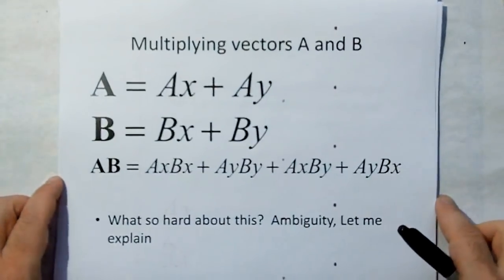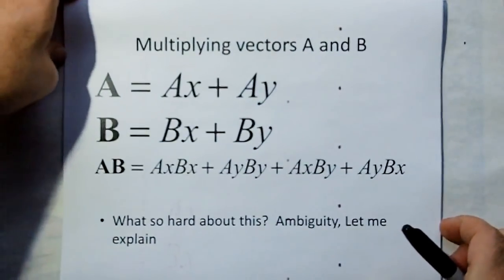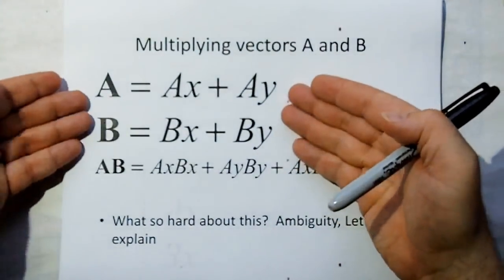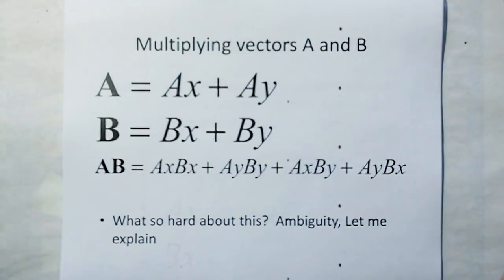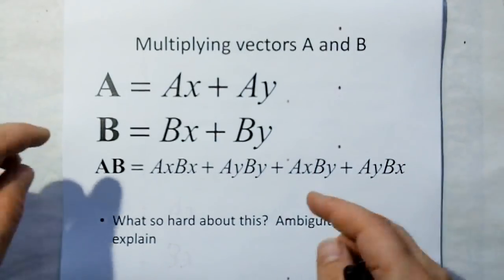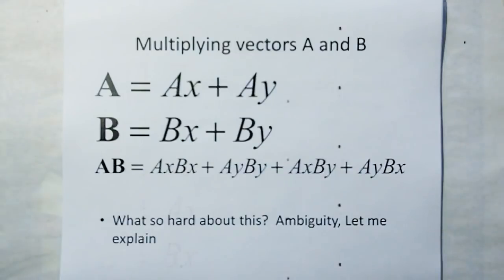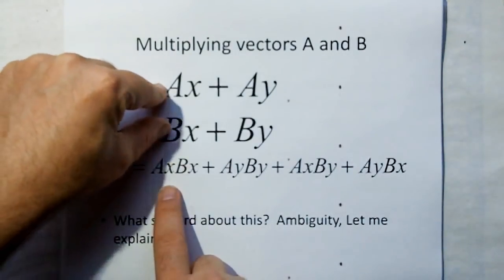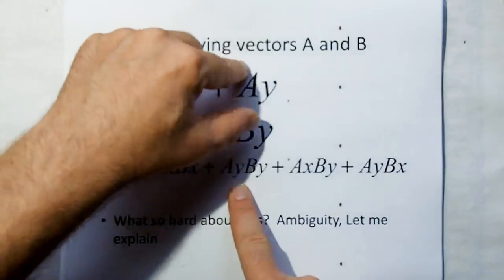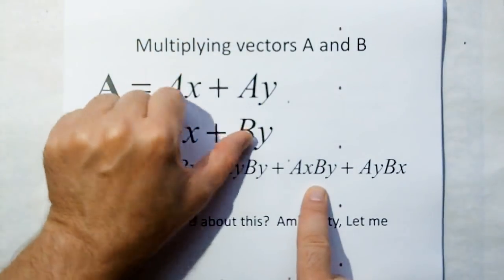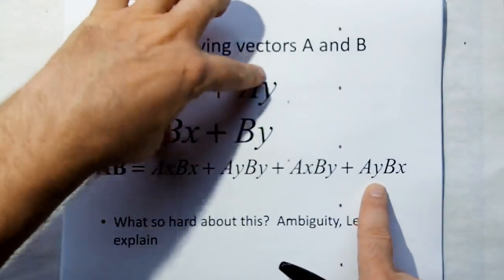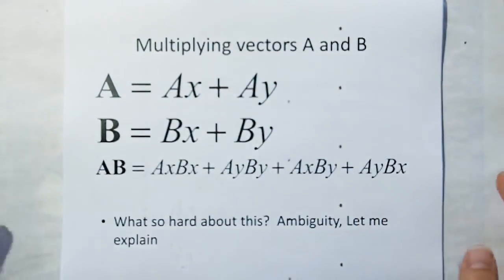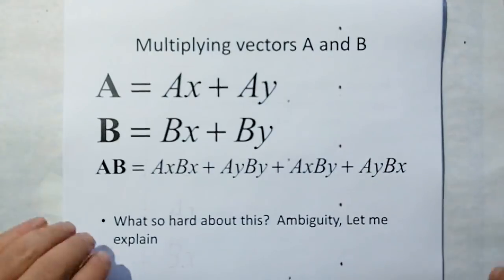So if we're going to multiply vectors a and b, let's say there's another vector b, well, you've got your two vectors, and all you do is multiply the components. You do your FOIL, what they taught you in high school. And so you have ax times bx plus ay times by plus ax times by plus ay times bx. And you say, what's so hard about this? Well, there's an ambiguity here. Let me explain.